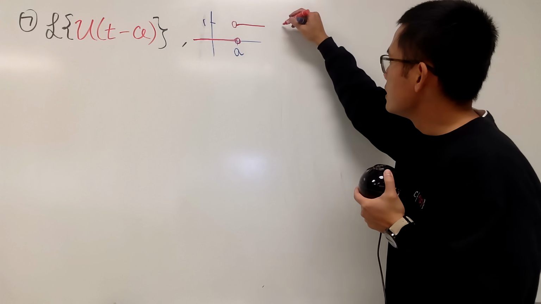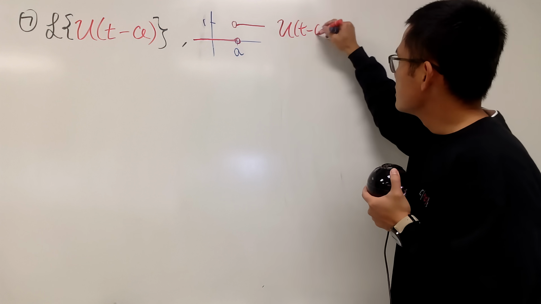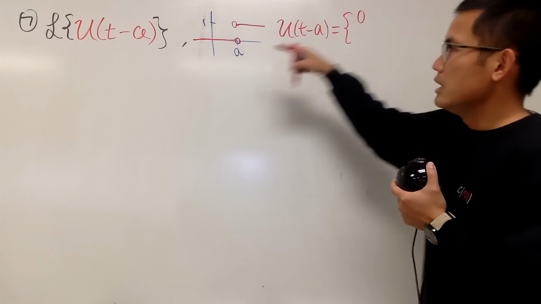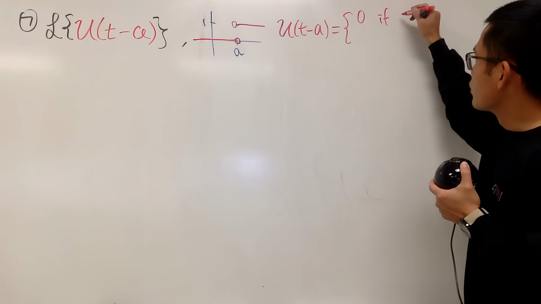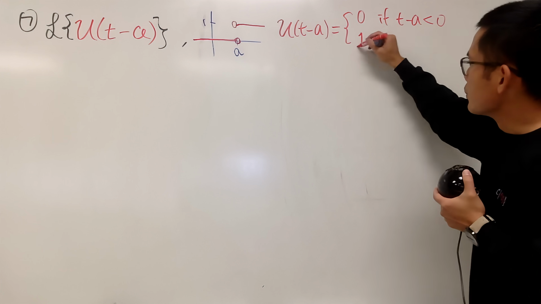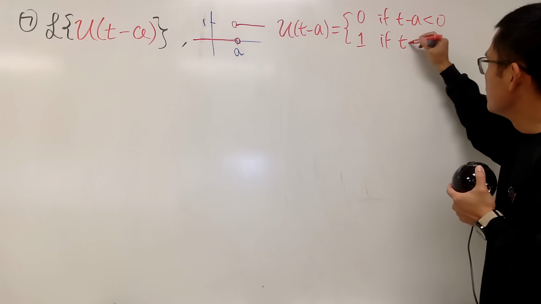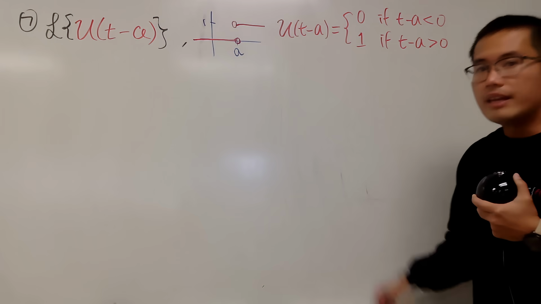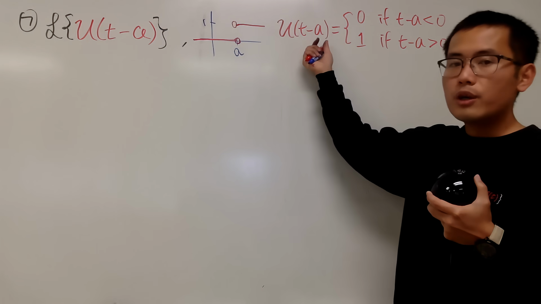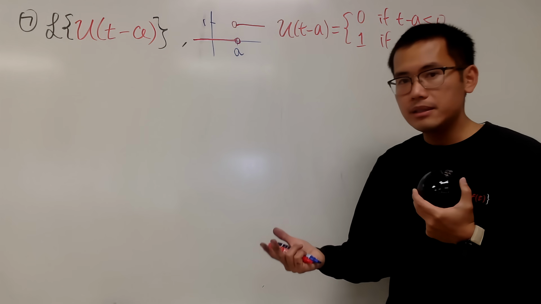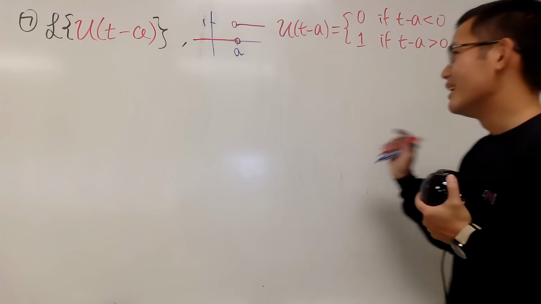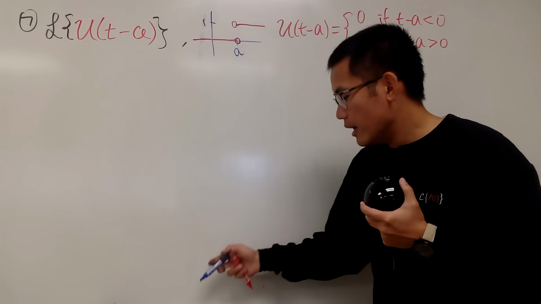U of t minus a is equal to 0 if the input, t minus a, is less than 0, and it's equal to 1 if the input, namely t minus a, is greater than 0. The reason I want to do this is because if you reverse t minus a with a minus t, you just reverse the picture. But that's happening later on, so keep that in mind.